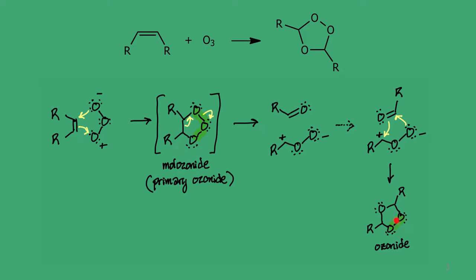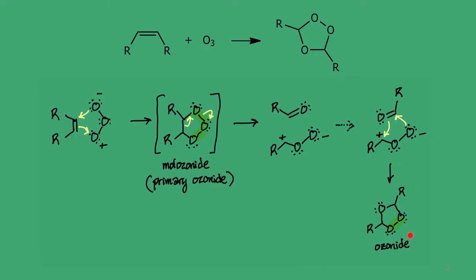Both the molozonide and the ozonide are unstable species and can explosively decompose, which is why we keep the reaction at very low temperature during this process. So in those previous examples, you notice those minus 60, minus 78 degree temperatures. As long as we keep them cool, they're stable.